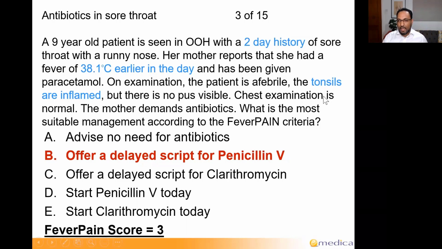So we're on 2. And the fact that the tonsils are inflamed, that's the I, you get another point for that. Someone said absence of cough and coryza. You don't get a point for that. She's got a runny nose, so she has coryzal symptoms, so no point. She'd get a point if she didn't have a runny nose. So the total score is 3, and the guideline says for that score you should offer a delayed script for Pen V.